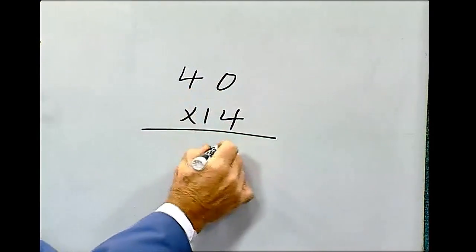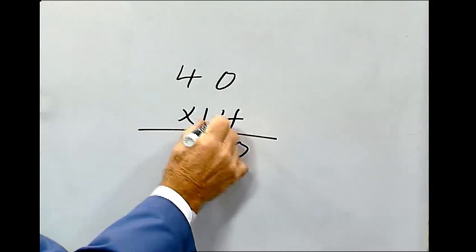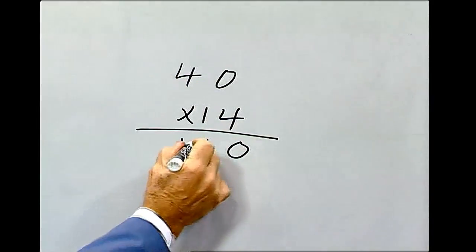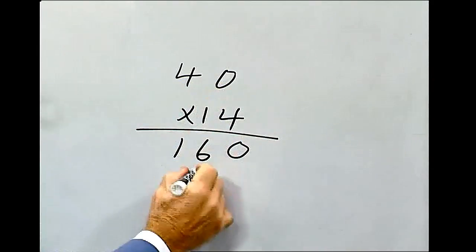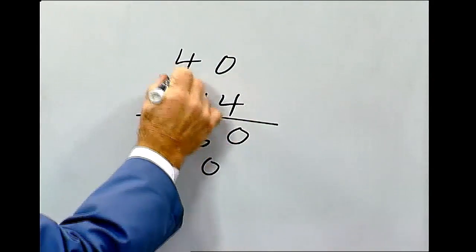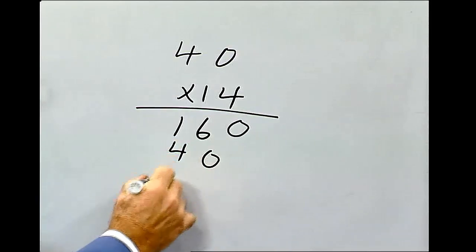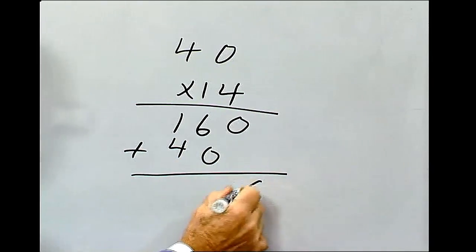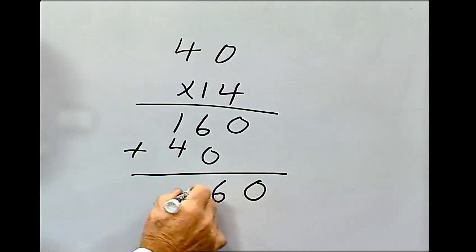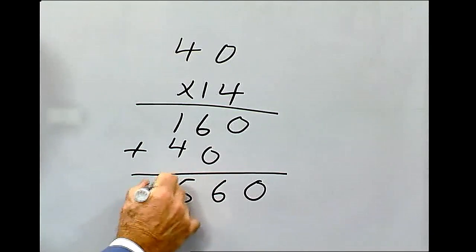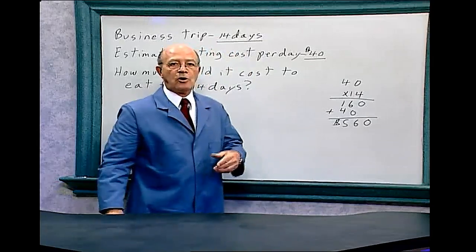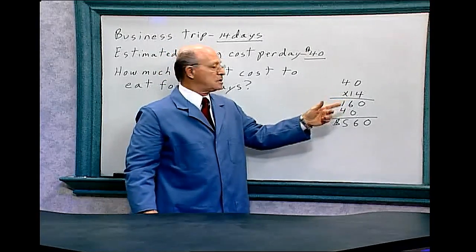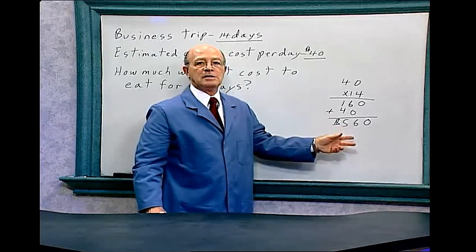4 times 0 is 0. 4 times 4 is 16. 1 times 0 is 0. 1 times 4 is 4. Now let's add these two together. 0, 6, 5. The estimated cost for eating out at $40 a day and for 14 days is $560.